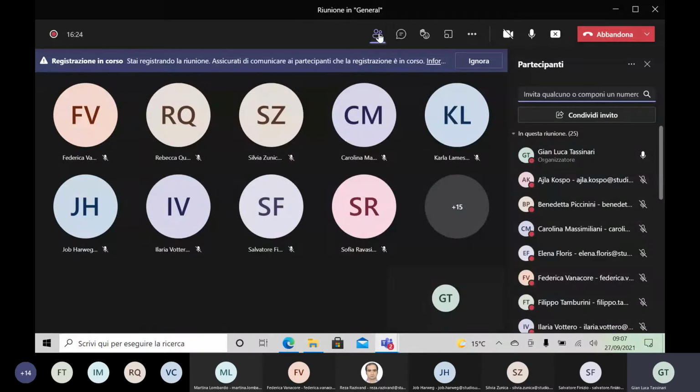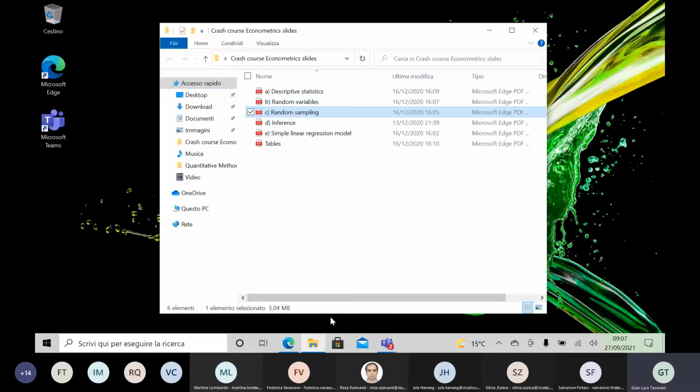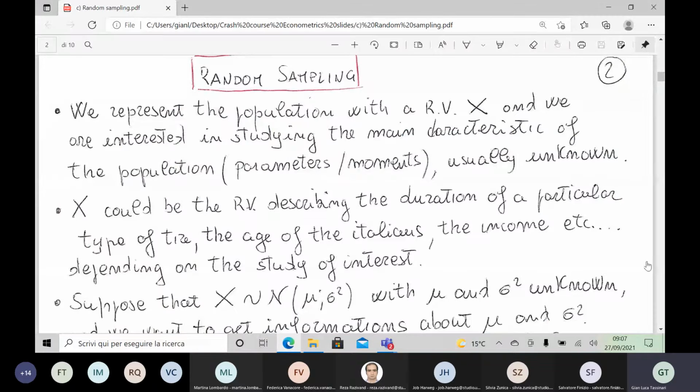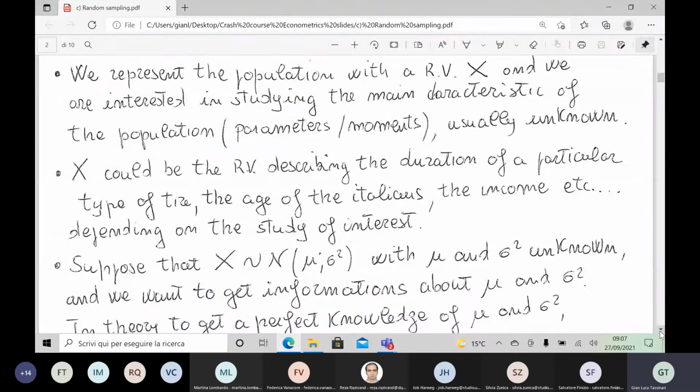So random sampling. Now the thing starts to be very important, because now we start with random sampling. We studied descriptive statistics, probability theory, and now we're going to look at random sampling. Random sampling will be a very important lecture because it will provide an instrument for us to introduce, not today, so for sure tomorrow, the so-called inferential statistics, which is the most important field of statistics. So here I start by reading with you, and then I comment if necessary.